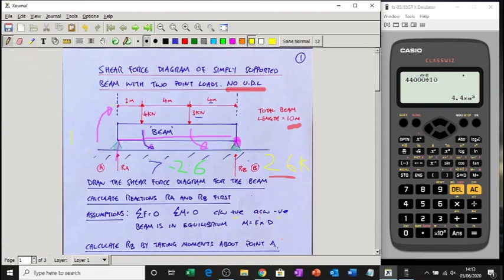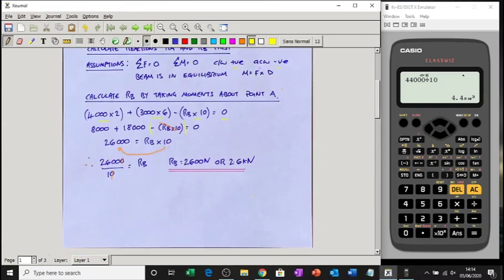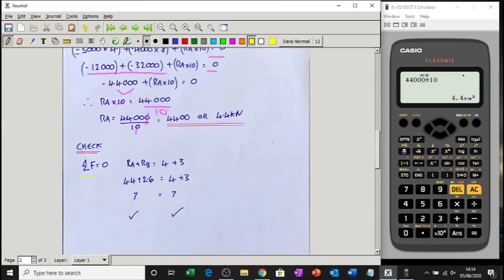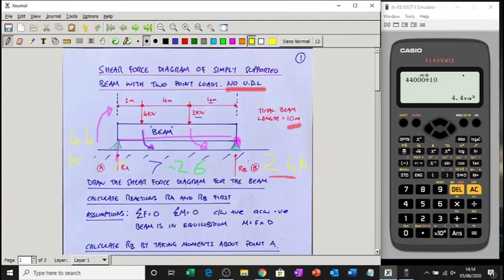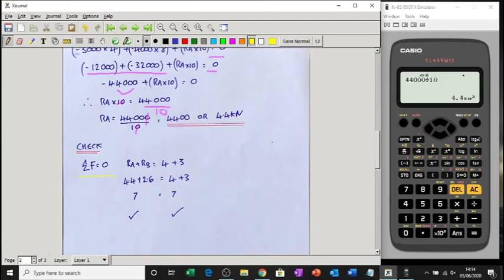So we've got 4.4 coming up there, kilonewtons. Just to check that, because it's always good to check, we know that the sum of the forces has got to equal 0, so whatever's coming down has got to be going up. So we know that RA plus RB has got to equal 4 plus 3. So there's 7 coming down, which means there's 7 coming up. It's looking good because 4.4 plus 2.6 gives me 7. So RA plus RB has got to be 4 plus 3 because 4 plus 3 is coming down and these are coming up.